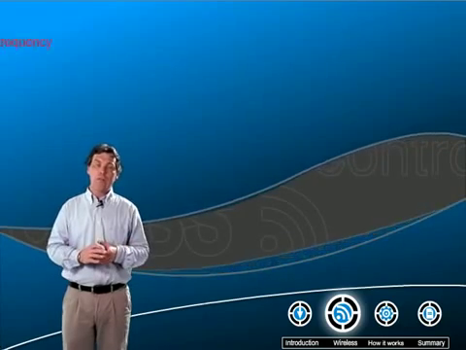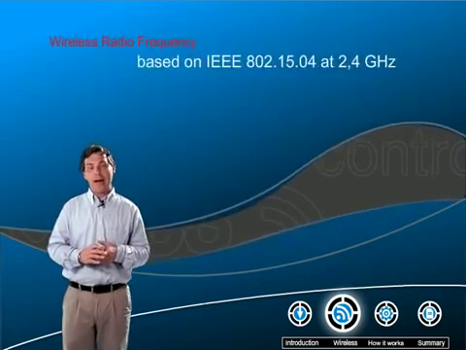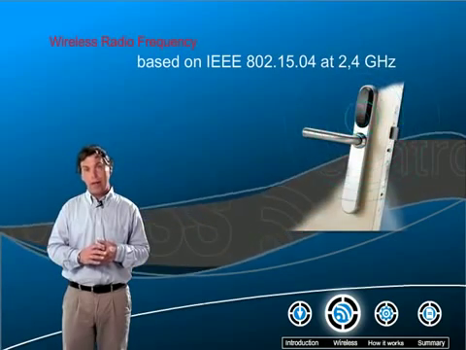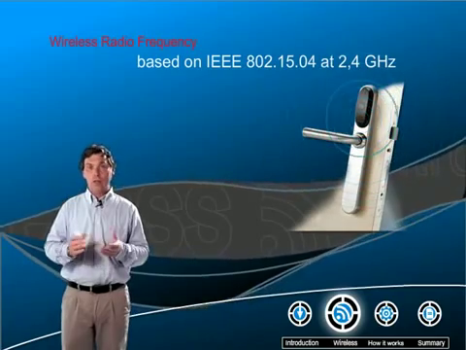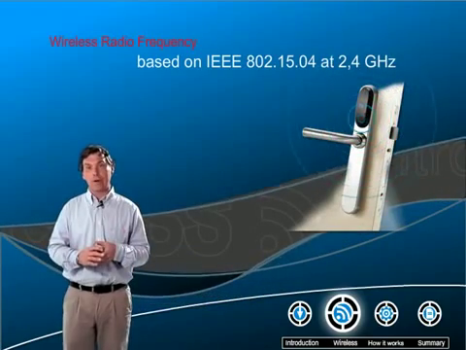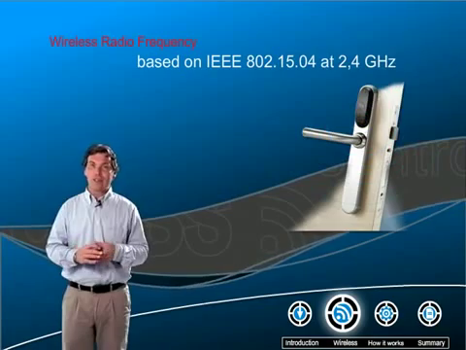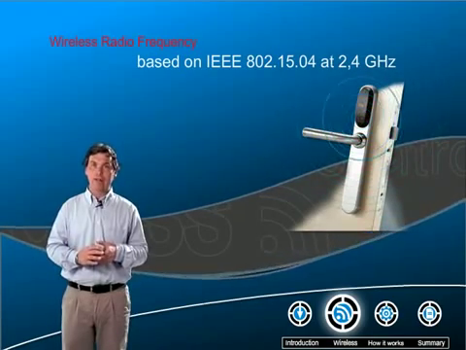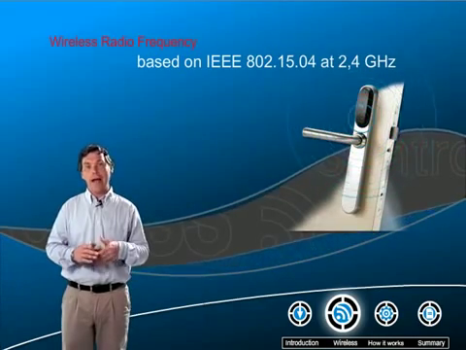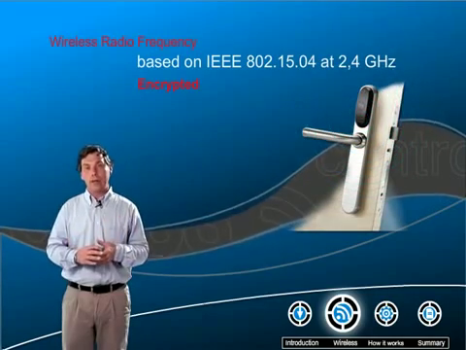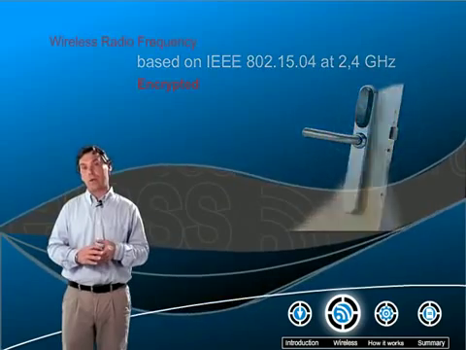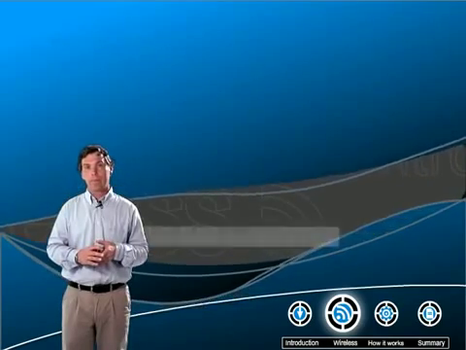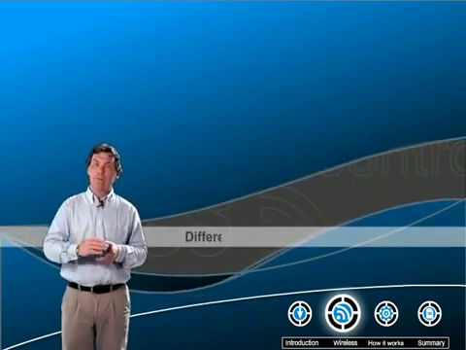The wireless technology that we have decided to use is the IEEE 802.15.4 technology. And we talk at a frequency of 2.4 gigahertz. Of course, security is a very important element in an access control system, and that's why we have encrypted all the communications with an AES 128-bit encryption method. We have even gone a step further.